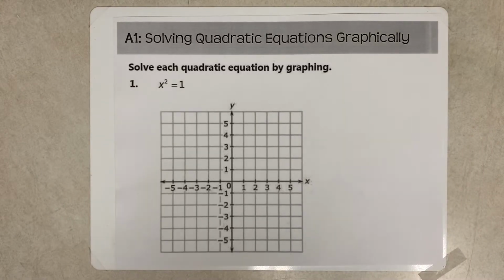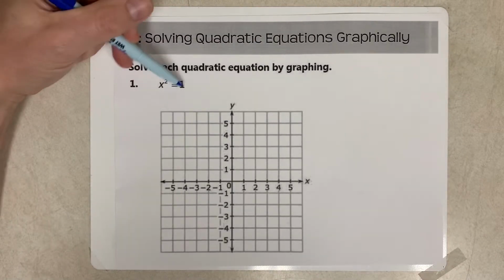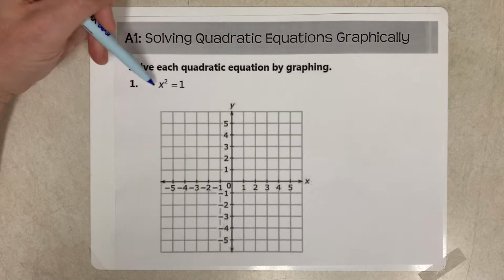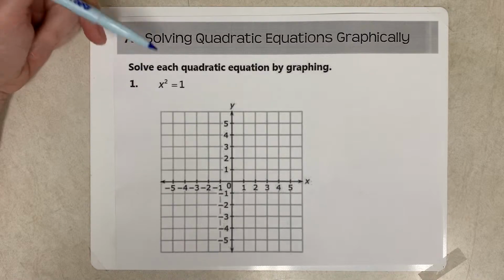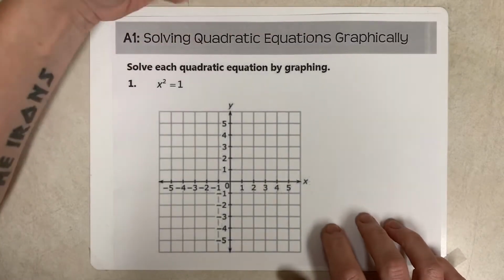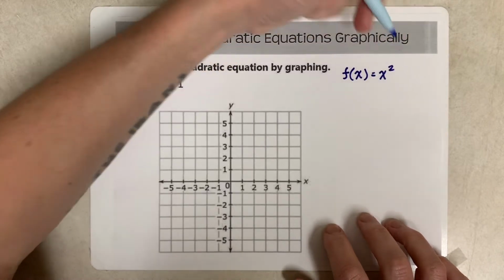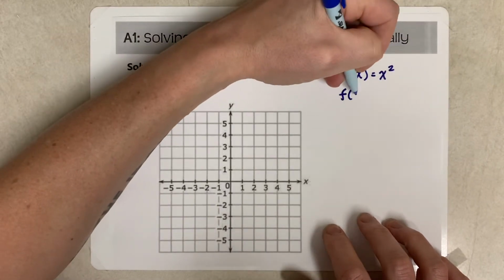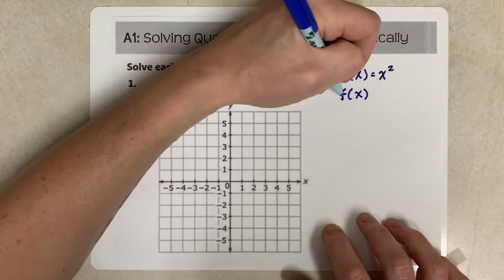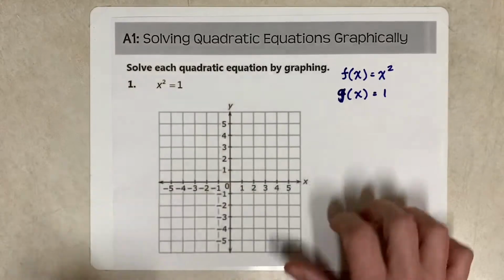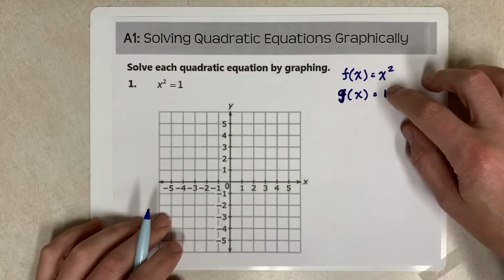Hey guys, in this video we're going to look at solving some quadratic equations using graphs. The first example says to solve this quadratic equation by graphing: x squared equals 1. What we do is set each side of the equation as its own function. So we will graph f of x equals x squared, and then a different function, g of x equals 1, and then we're going to see where the two graphs meet.